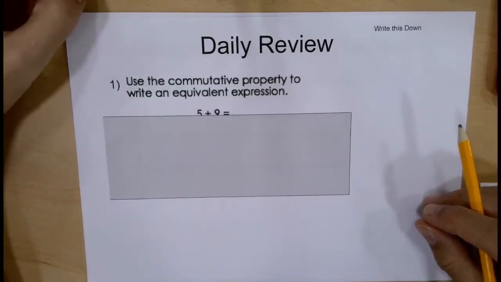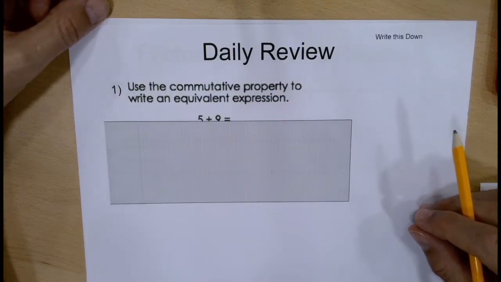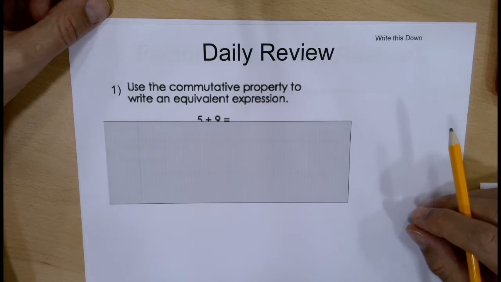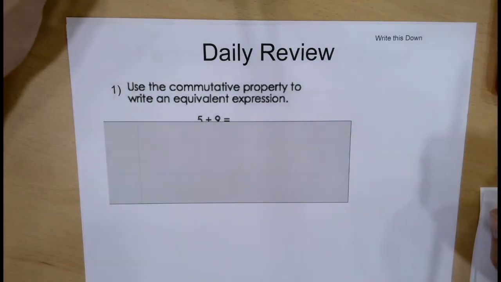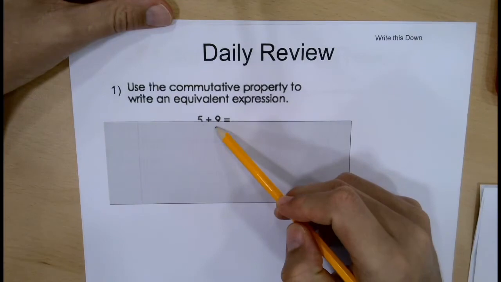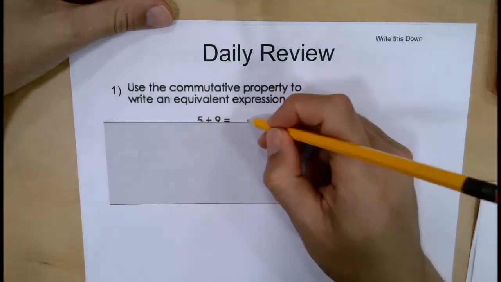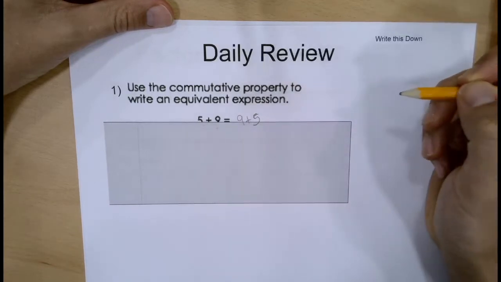It's time for our daily review. Write this expression in another way using the commutative property. Pause the video and try this on your own. Alright, remember the commutative property says you can write things in more than one way and you still get the same result. So we have 5 plus 9 here. I could write this as 9 plus 5. And it still equals 14.